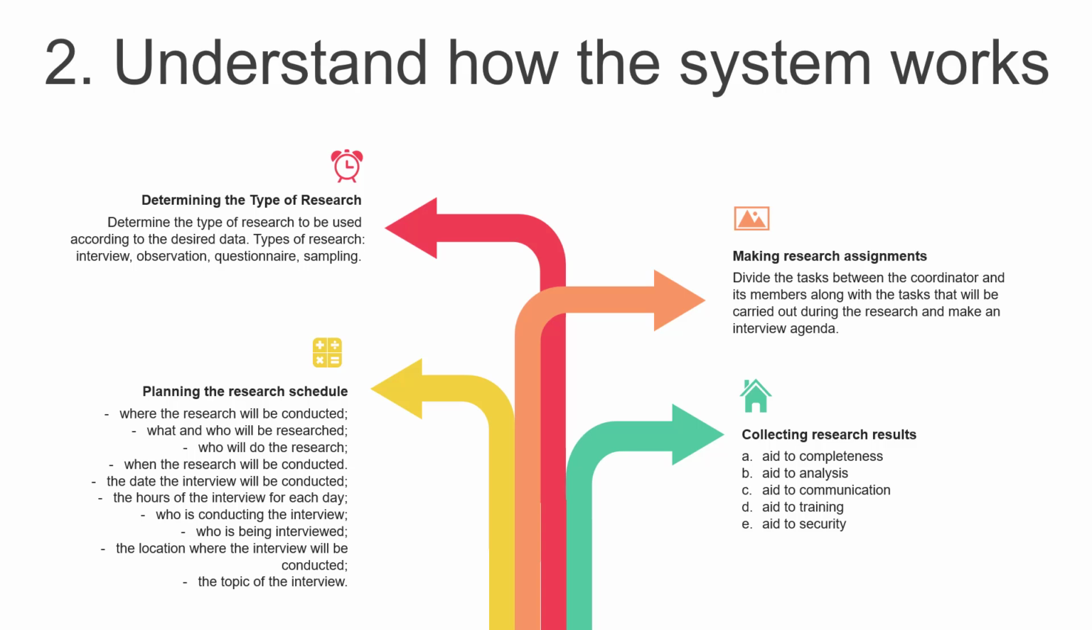Okay, the second step is understanding how the system works. It is divided into four sub steps, and the first one is determining the type of research. Determine the type of research to be used according to the desired data. The type of research you can do is interview, observation, questionnaire, and sampling.